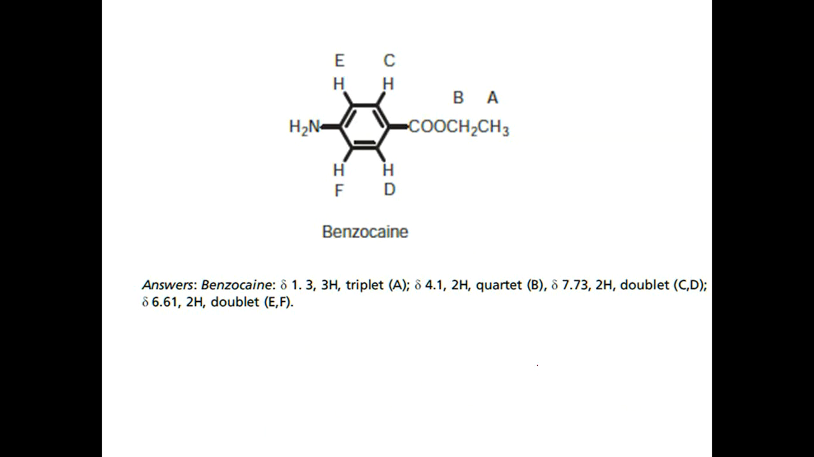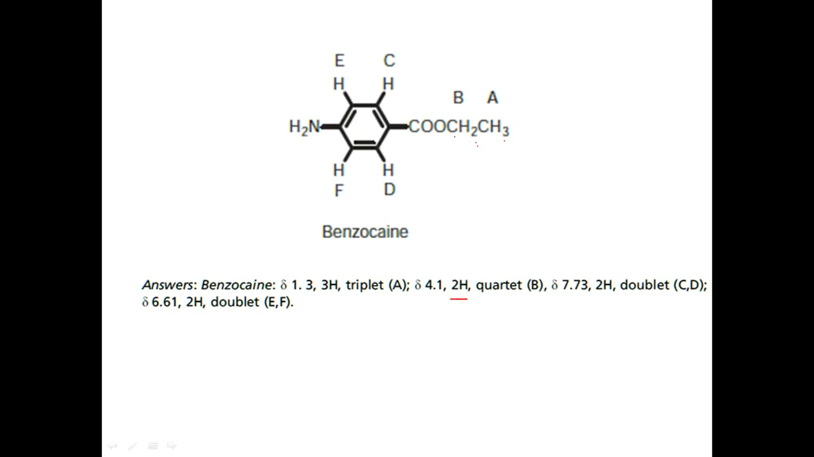This is the NMR spectrum for benzocaine. These are the NMR values for it. The methyl proton gives a signal at 1.3, which will be a triplet because it is interacting with the 2 protons here. The methylene protons will give a quartet at around 4.1.